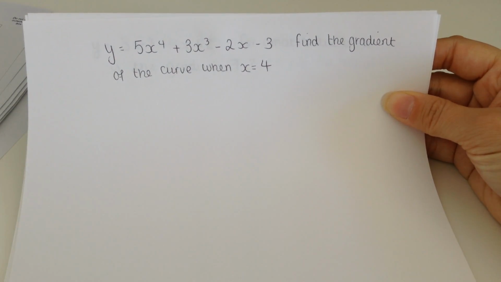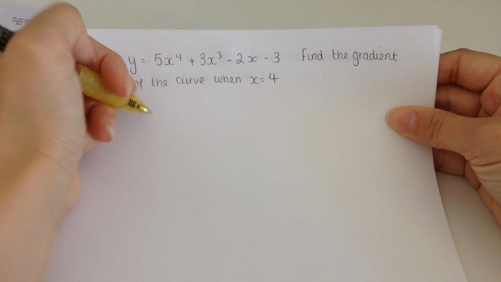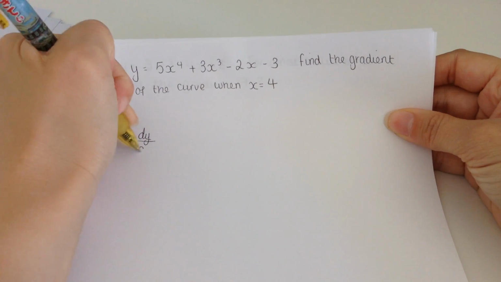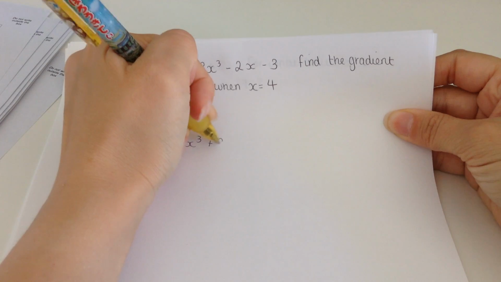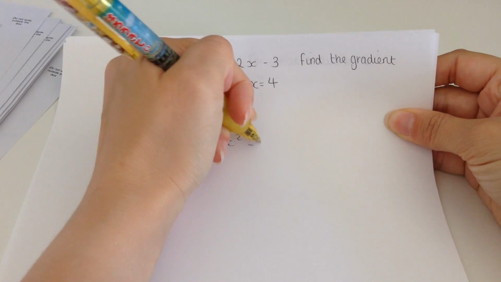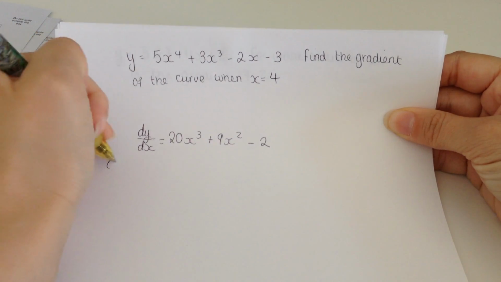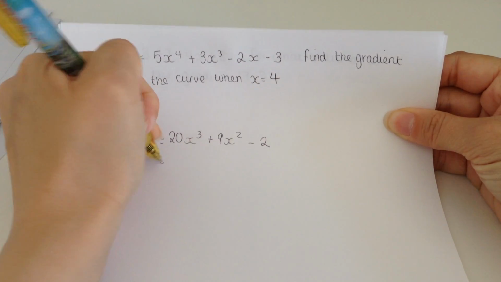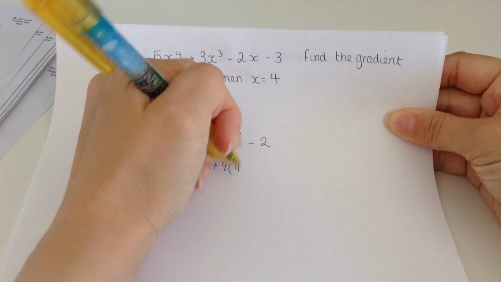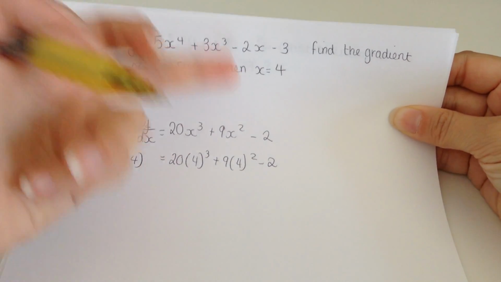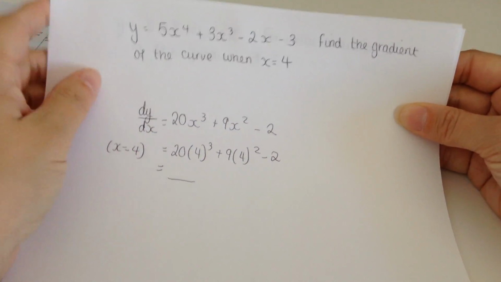So they've given us a y and it says find the gradient of the curve when x equals 4. So this is a straightforward question. You just need to find dy by dx by timesing by the power and lowering the power by 1. And then because we want it when x equals 4, we just substitute x equals 4 into dy by dx. And that tells us what the gradient of the curve is at that point. And then you just shove that into your calculator and you get a number, and that's your answer.